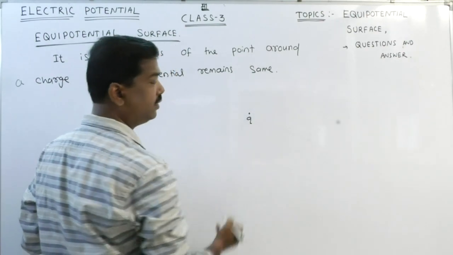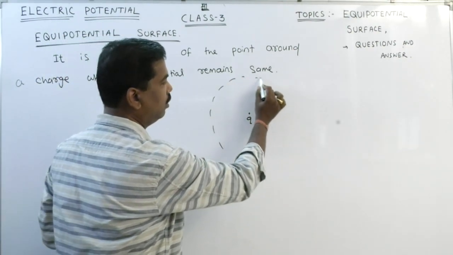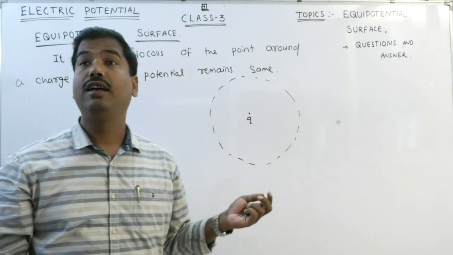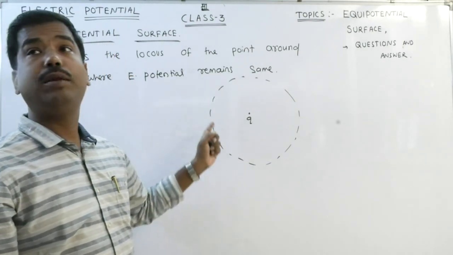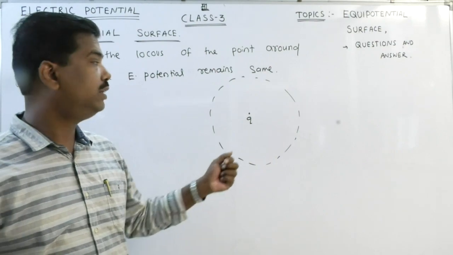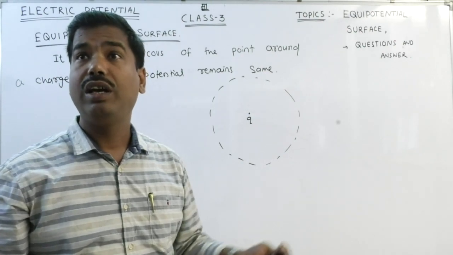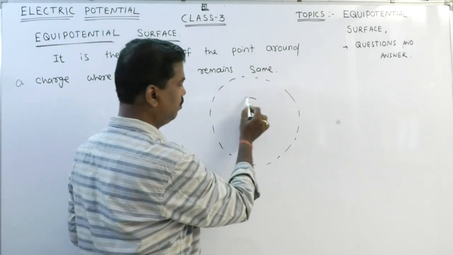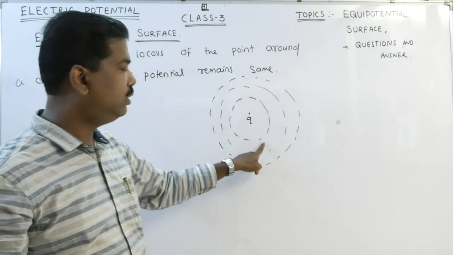Let Q be the charge. Then the locus of the points around a charge is an imaginary spherical surface, where the potential remains constant. Clear? It means I can say that the equipotential surfaces for a point charge nearby are concentric circles with increasing radius. Clear? So it is one type of equipotential surface.